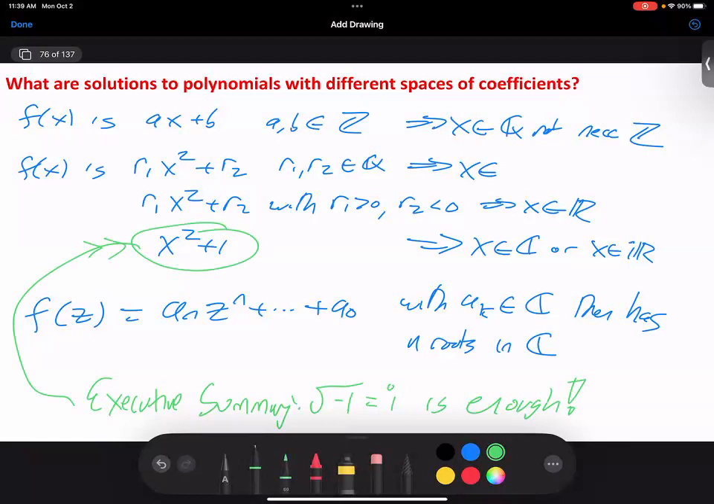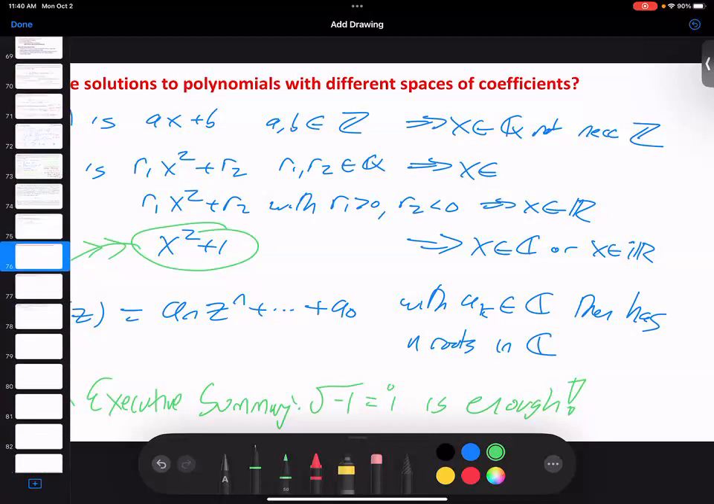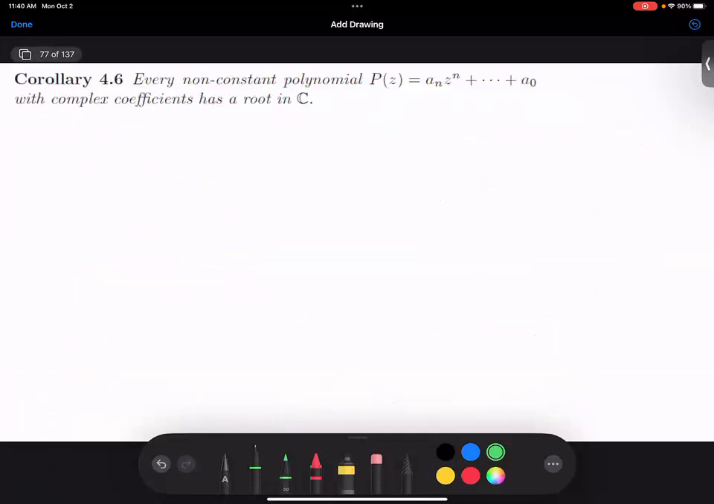Now, that doesn't mean we can't do anything else. You can, of course, extend to the quaternions, to the octonions, and you can keep going further and further. And these systems have, shall we say, some interesting properties. I will skip that for now. All right. Every non-constant polynomial with complex coefficients has a root in C. This is almost the fundamental theorem of algebra.